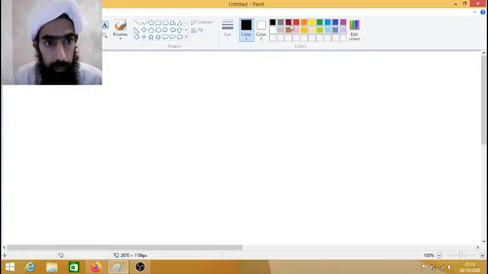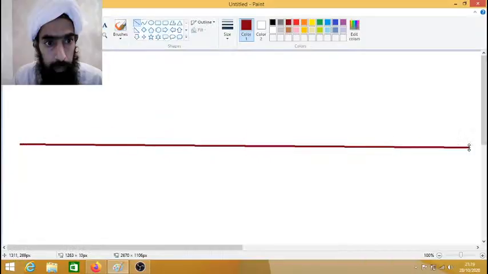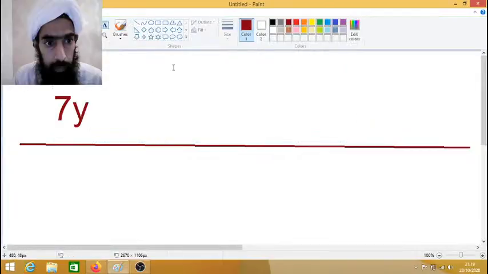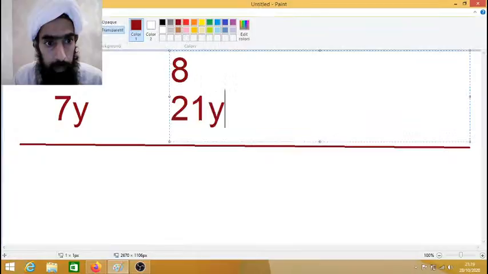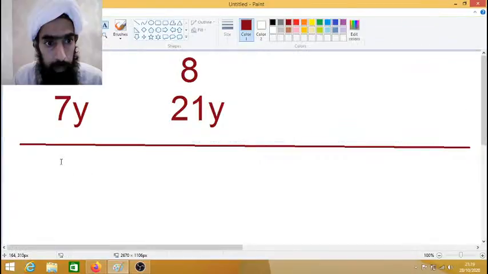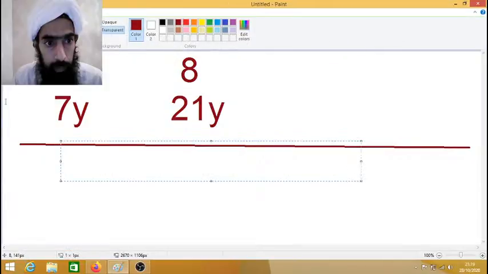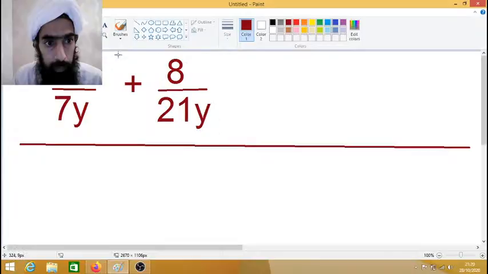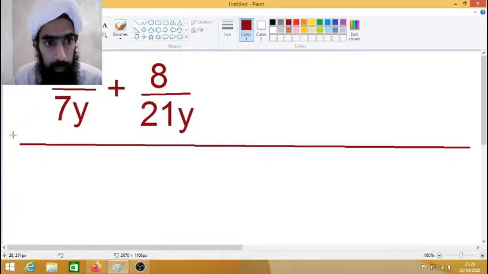Okay, one for you to try. I'll give you an easier one and then a harder one. Let's go with 5 over 7y plus 8 over 21y. And on the bottom, just have a go at that first. And when you're ready, please type the answer into the chat box. Just to make sure you've got the basic concept.